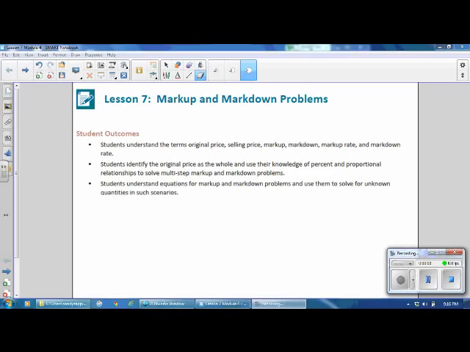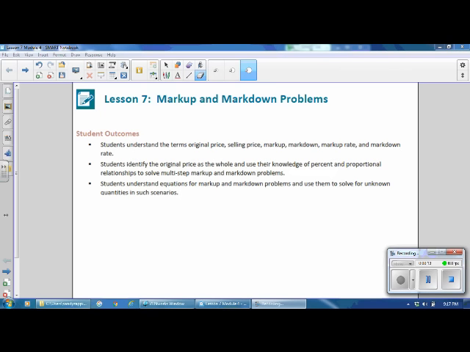This is Mrs. Zappia with Lesson 7 from Module 4, Markup and Markdown Problems. Student outcomes for this lesson. Students understand the terms original price, selling price, markup, markdown, markup rate, and markdown rate.